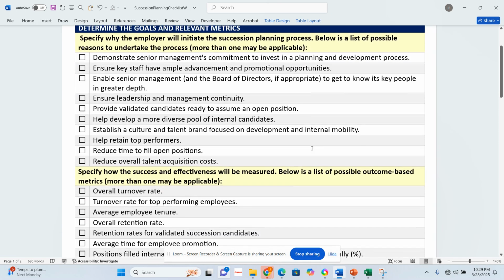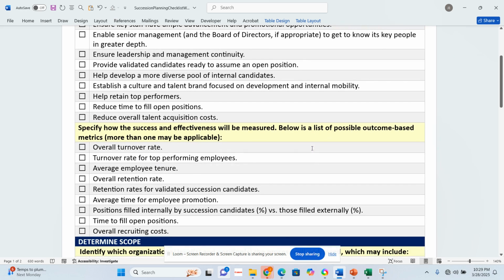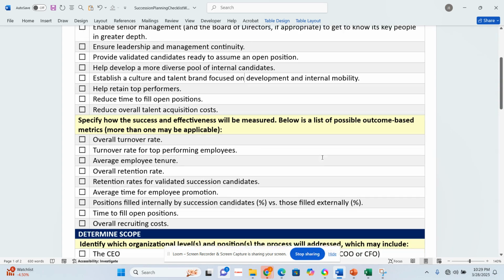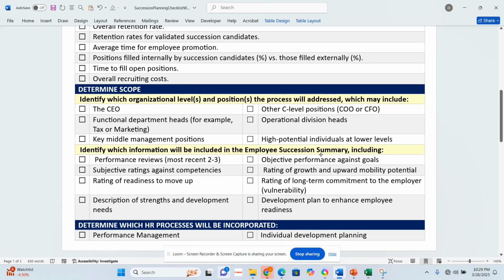And of course, data is going to be important. So you're going to need to be specific in how you're going to measure the success and the effectiveness. Will it be with the turnover rate, the overall retention rate, overall recruiting costs? And then you're going to look at the scope.